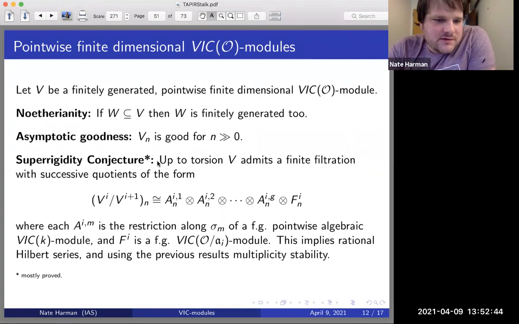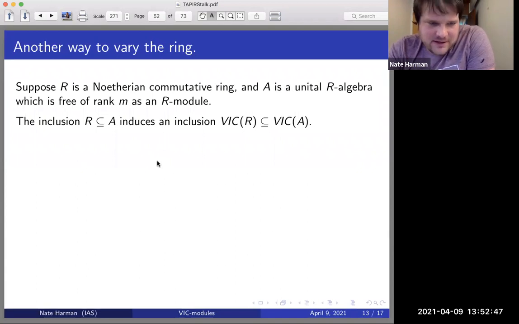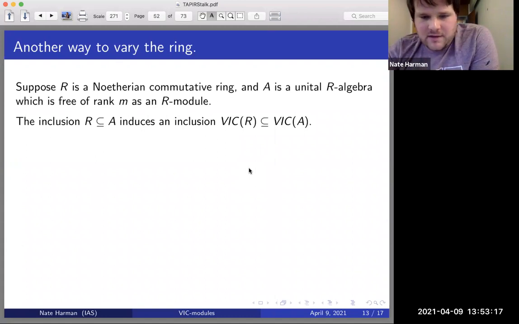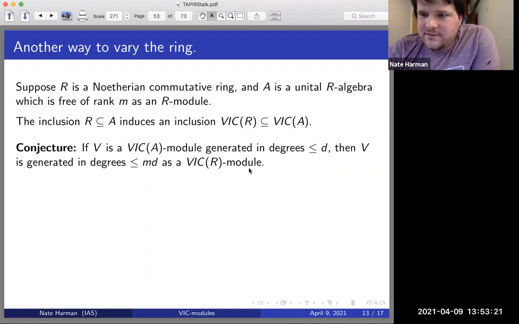Okay, so I want to get to the final thing. I'll go through this pretty quickly. Another thing that was not one of the issues I mentioned earlier, but showed up along the way, is that I can also compare VIC modules over different rings. In particular, I can compare VIC modules for a ring R and VIC modules for an algebra over R. I'm going to assume that the algebra is a unital algebra, free as an R-module and of finite rank. And then the conjecture is that if I restrict a VIC module over the algebra to a VIC module over the ring, then that should preserve finite generation in finite degree, but multiply the degree of generation by at most this rank.